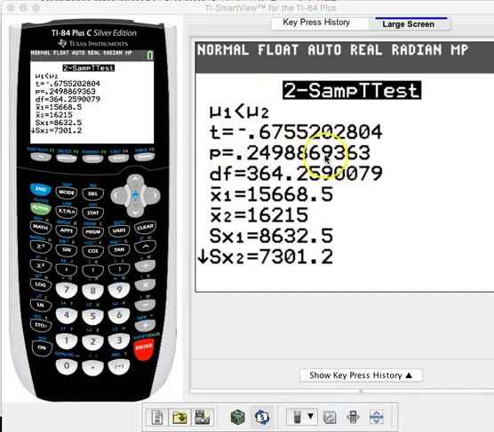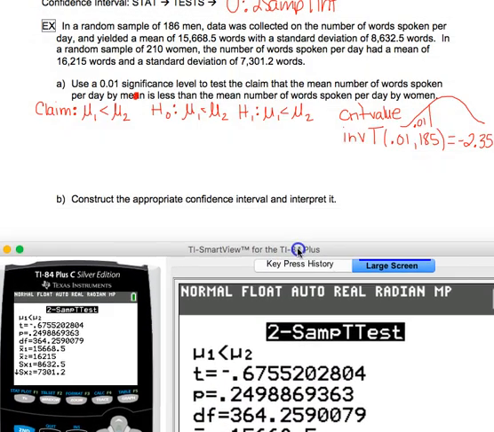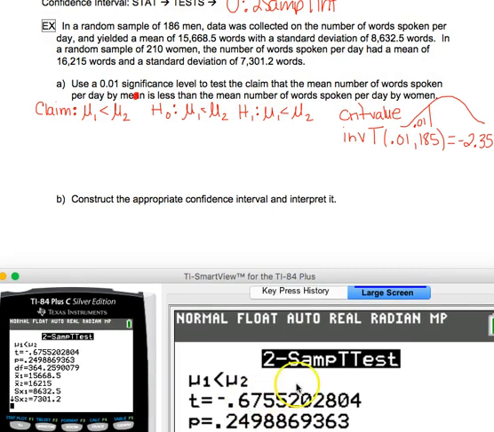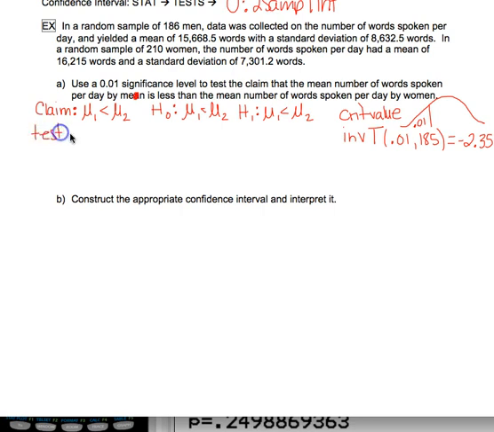And then we've got our p-value here as well. Leave those two here so we can see them for a second. So test statistic, negative 0.68. And our p-value was 0.2498, so that'd be 0.250, really, to 3 significant digits.